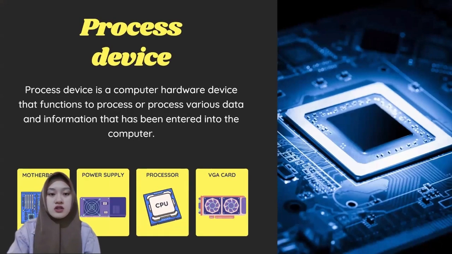Number two, process device. A process device is a computer hardware device that functions to process various data and information that has been entered into the computer. For example, motherboard, power supply, processor, and VGA card.